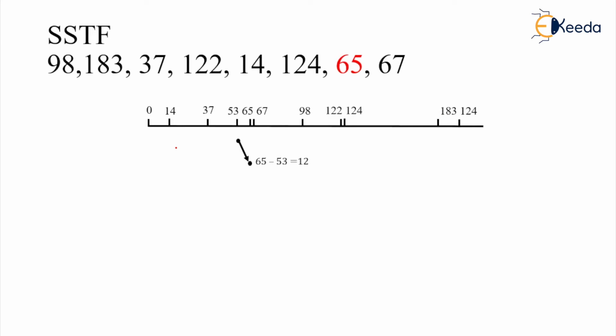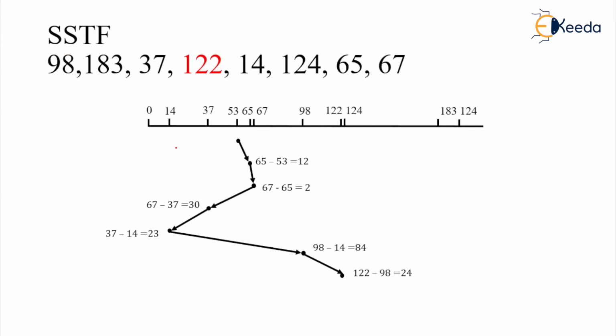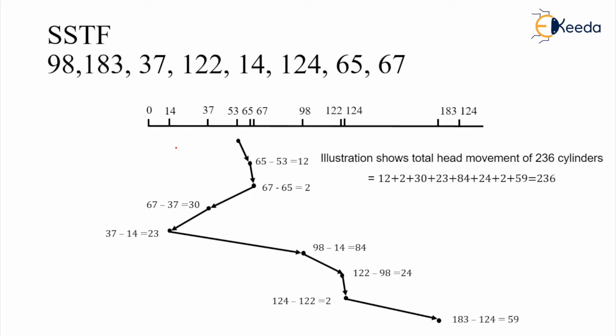So 53 is there, and we have to look at the future, and 53 to 65 is the shortest one. There's 67, and then we got 37, the closest to 67, and then we got 14, closest to 37. Finally I got 98, which is closest to the last request, that was at 14, and then we got 122, then 124, and finally 183.